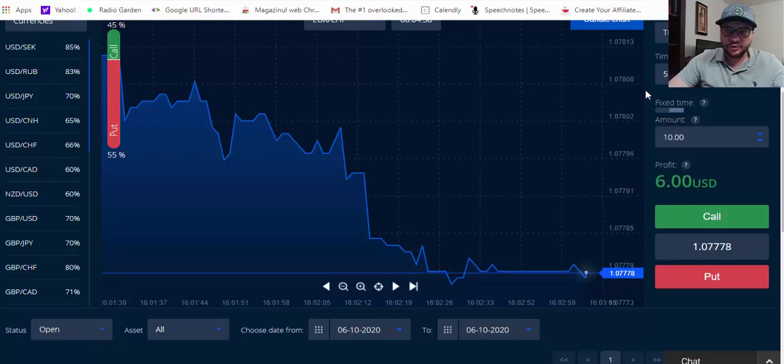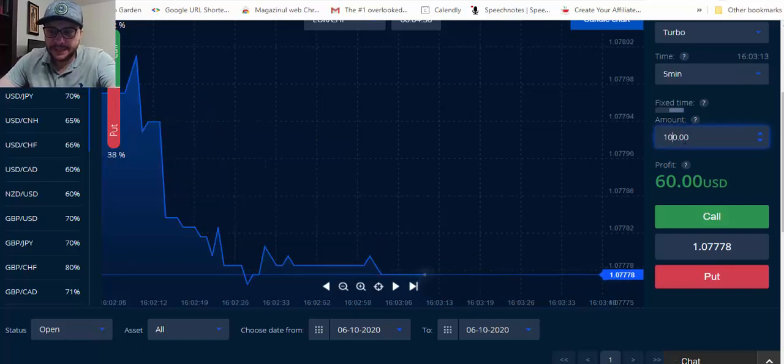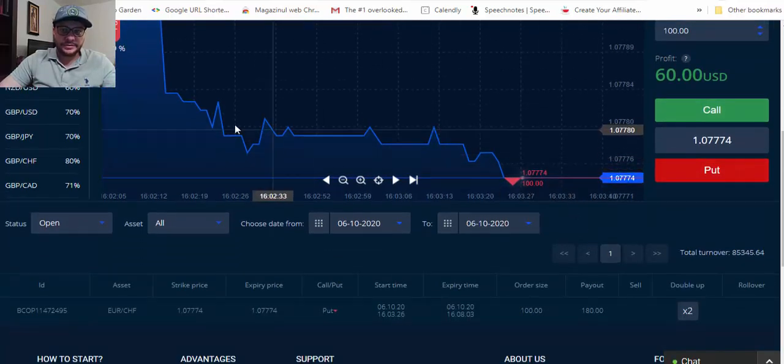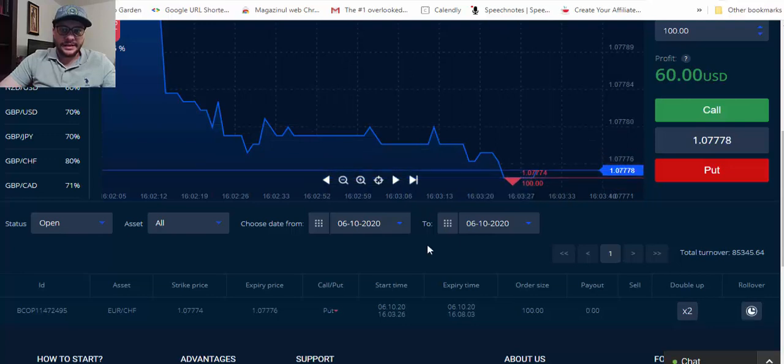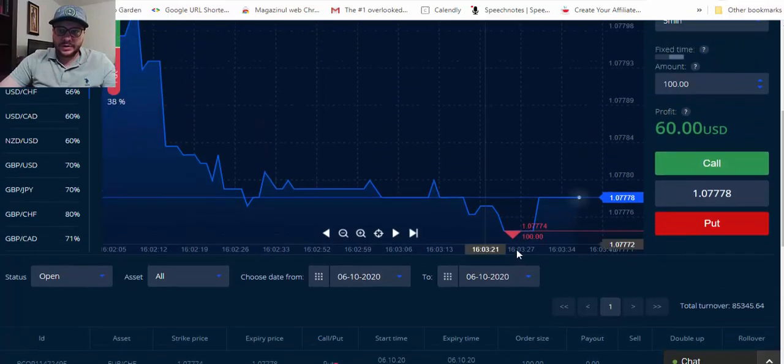So this is all you have to do. Choose the time, 5 minutes. Choose the amount you want to trade, and click on the call or put button. Now is the time, put. All right, and as you can see, it's going down, and let's wait to see what will happen. Here is our trade. It's an order size of $100. So let's wait and see what will happen.